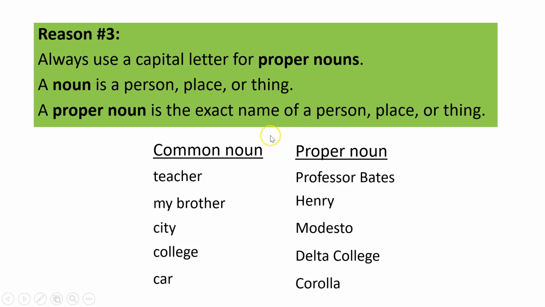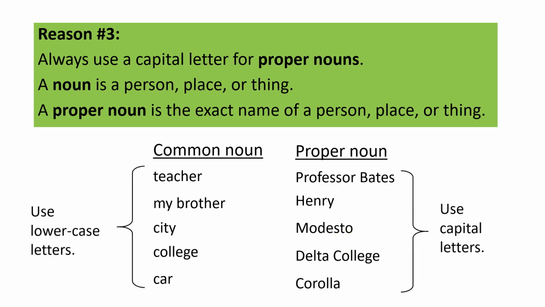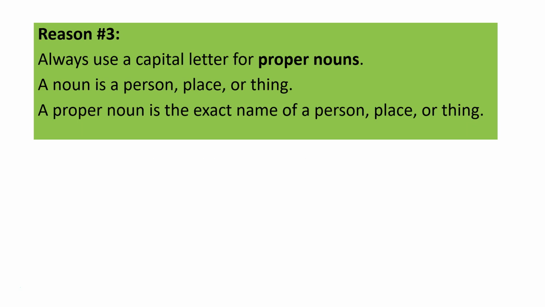So basically the rule is if it's a common noun, if it's just saying what a person is, what a place is, then we don't need any capital letters. But in these situations, if I'm talking about the exact name, then I need capital letters. So I hope that's clear now.